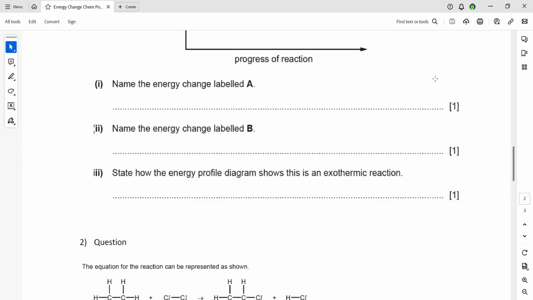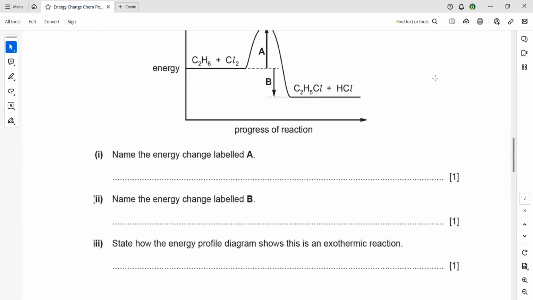State how energy profile diagram shows it's an exothermic reaction. How we can show this is an exothermic reaction? So you can see the energy of a reactant is more than the product. If the energy of the reactant is more than the product, means when the product will form, the product forms by releasing the energy, because it should lose energy to form a product.